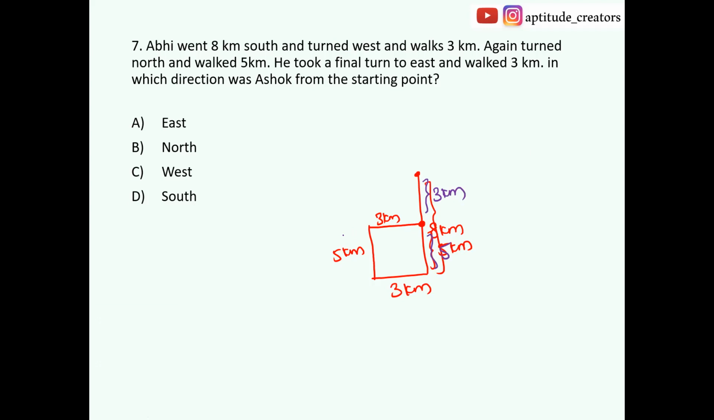The person is not asking what the distance is. The person is asking which direction Ashok was from the starting point. Yes, which direction from the starting point? South direction. The answer is option D, south direction.